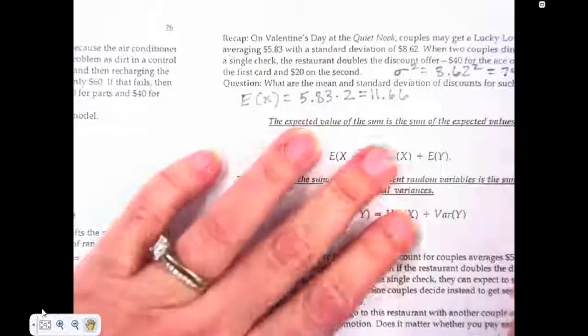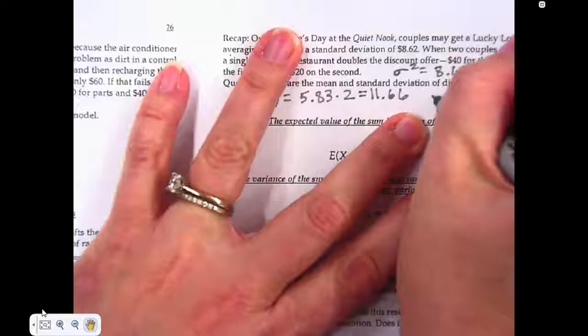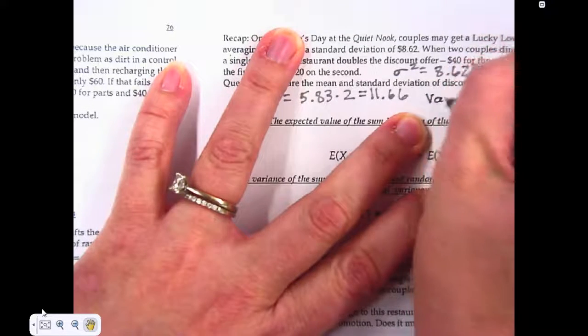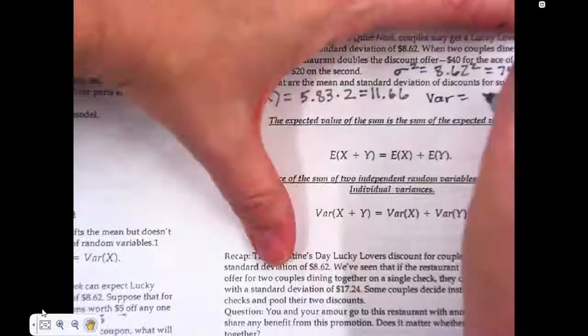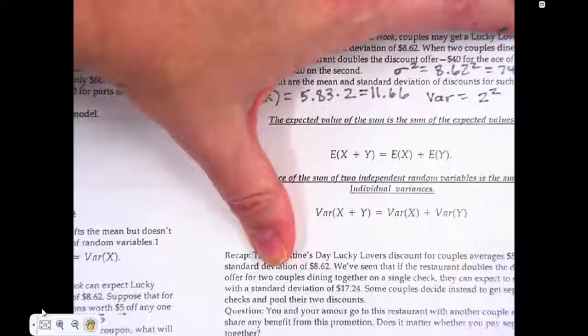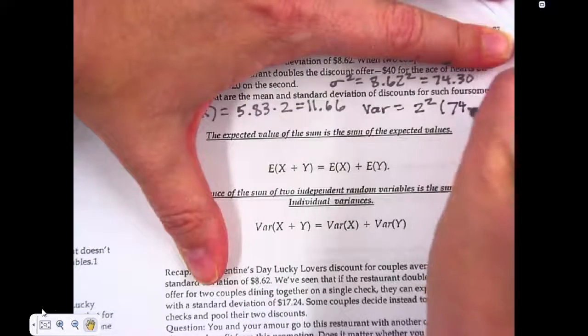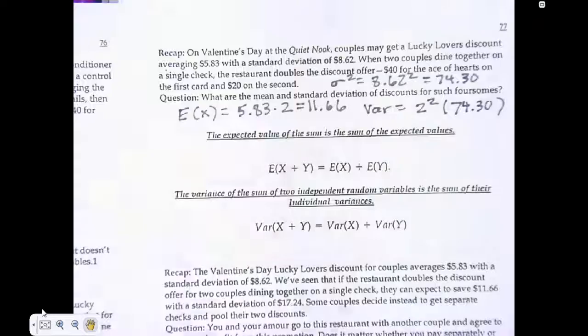So let's get our new variance and then our new standard deviation. Our new variance is going to be 2 squared, because it was a multiplying factor squared, times the 74.30. So I'm multiplying that by 4, and you're going to get 297.2.